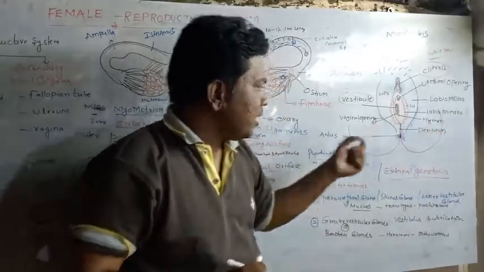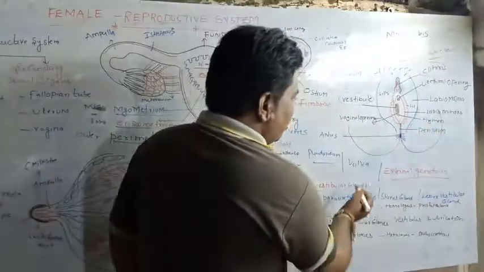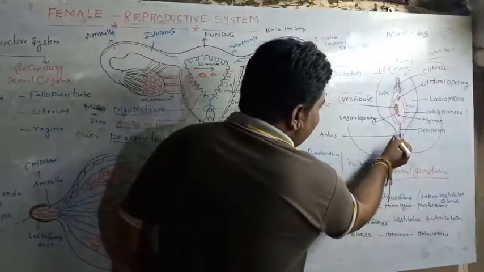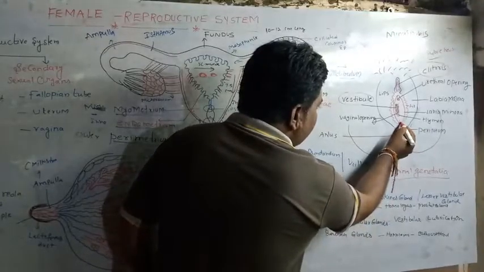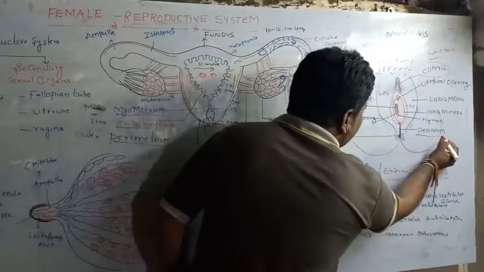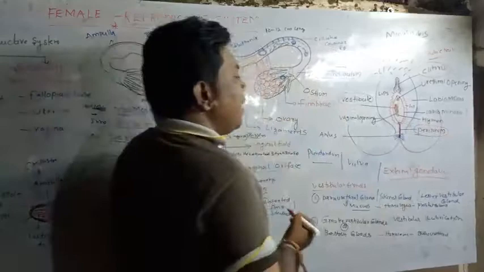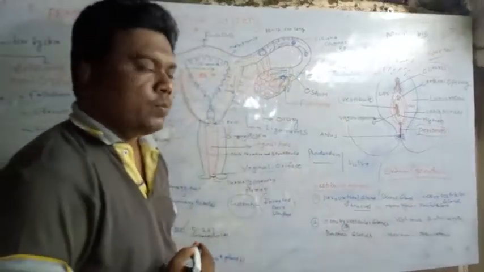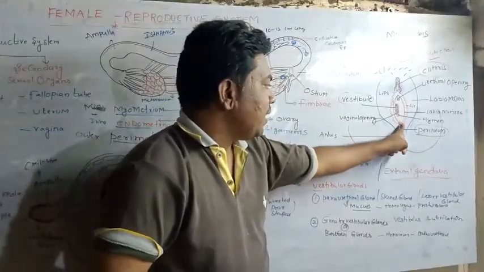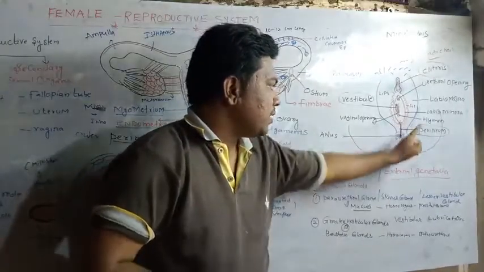And you can see here, beta, this is a band-like structure. You can see here, this is the anus. Between the anus and vagina, there is a band-like structure. That band-like structure is called the perineum. This is very, very important, beta. The band connects the anus and vagina. That is called the perineum.